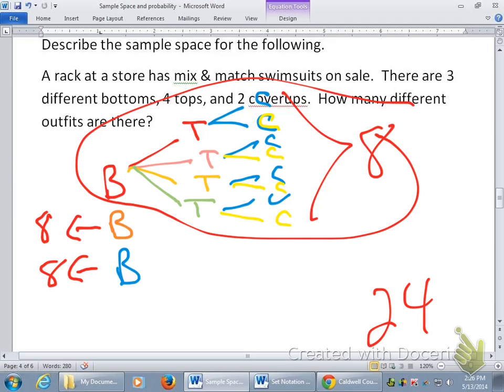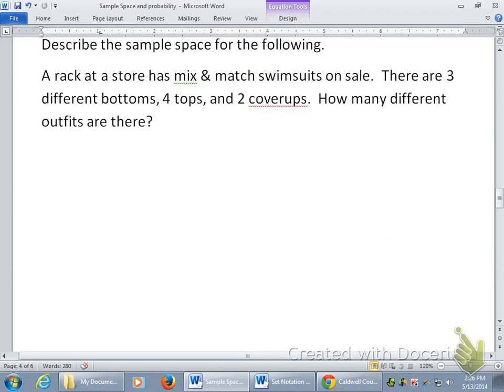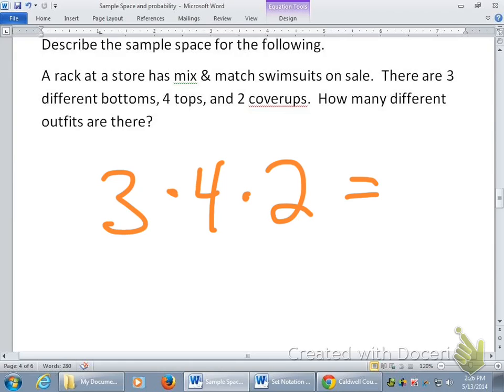The question becomes, when does the sample space become too tedious? Does it really matter that I know a red bottom, a rose top, and a yellow cover-up? Oh, that'd be horrible. It doesn't really matter, does it? What matters is the total number, and the total number is 24. So we want to get away from that, and we want to talk about how to get it there. And that's going to be 3 bottoms times 4 tops times 2. What's 3 times 4 times 2? 24. And that leads us to what some of you already know is called the fundamental counting principle.